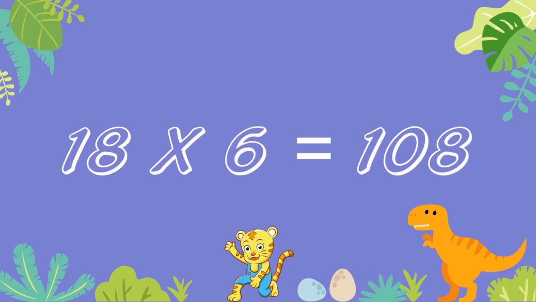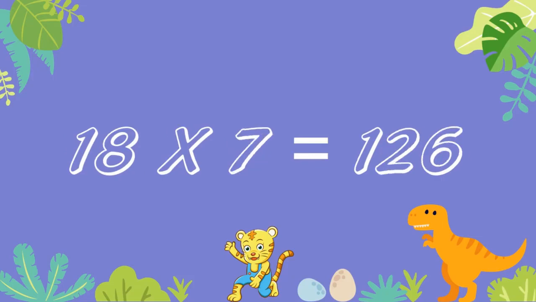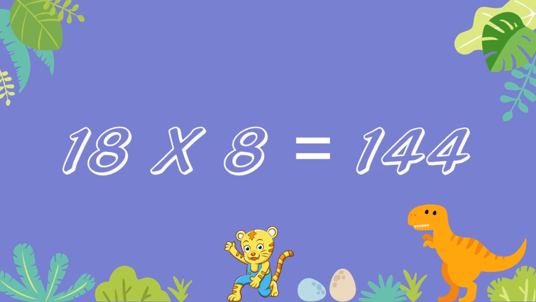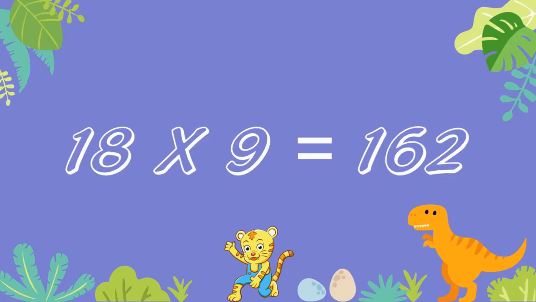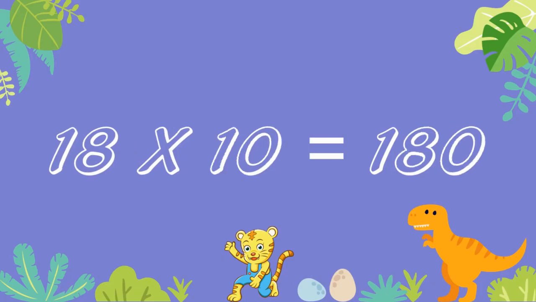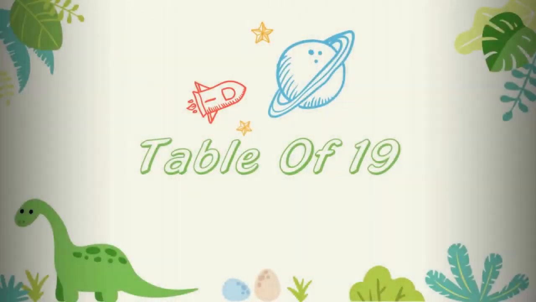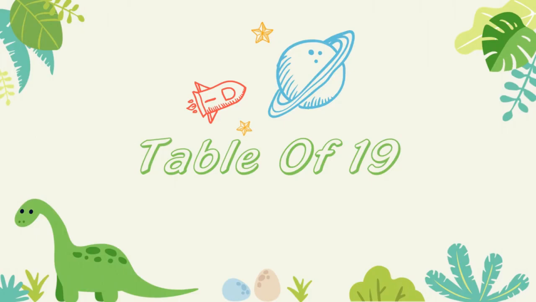18 sixes are 108. 18 sevens are 126. 18 eights are 144. 18 nines are 162. 18 tens are 180. Table of 19.